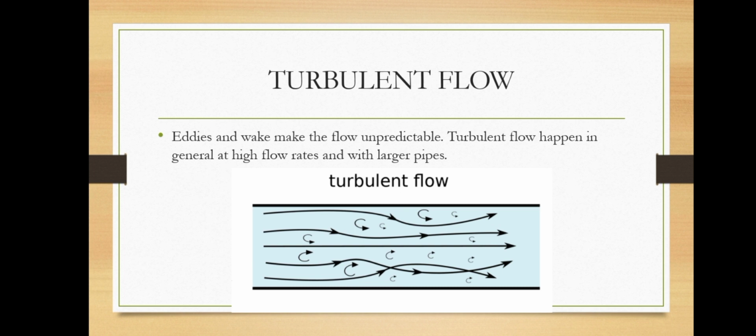Next, we are moving on to turbulent flow. Eddies and wakes make the flow unpredictable. Turbulent flow happens in general at high flow rate and with larger pipes. As you can see in the diagram of turbulent flow at the bottom.